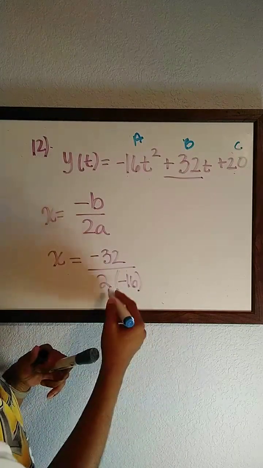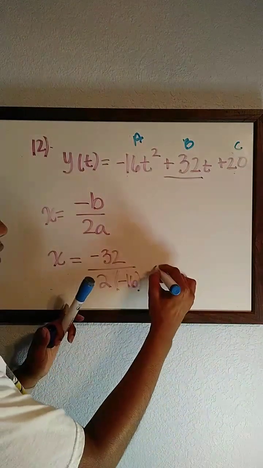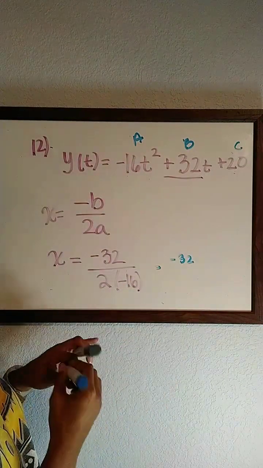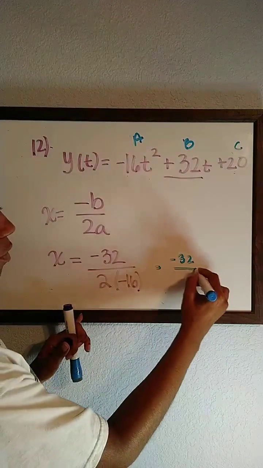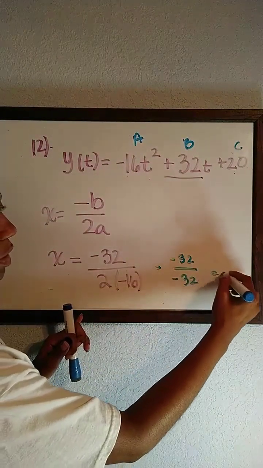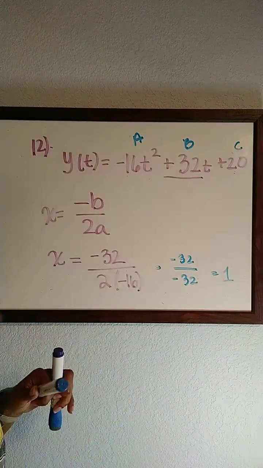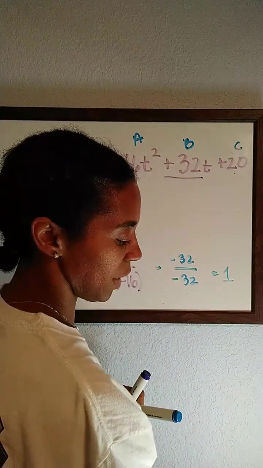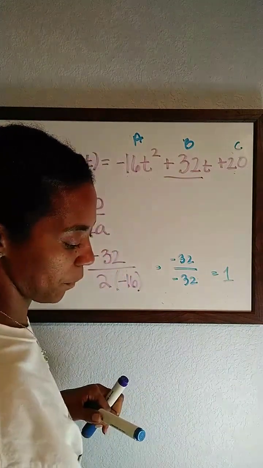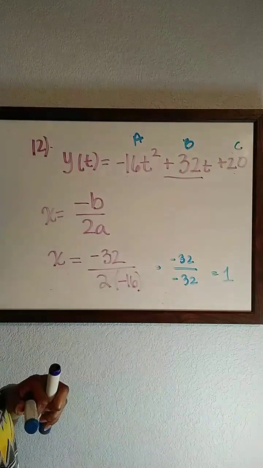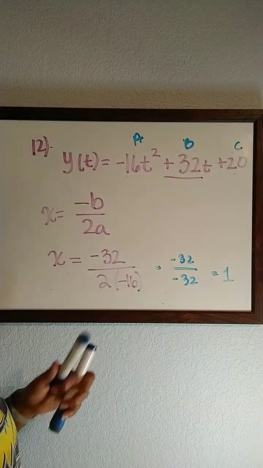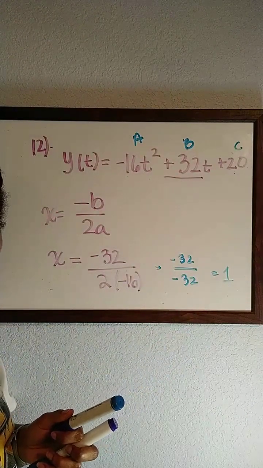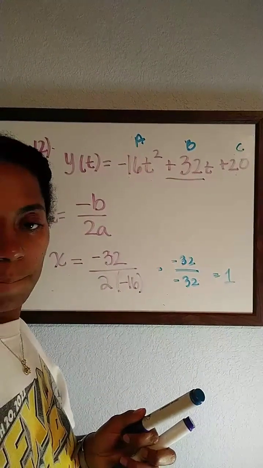So we got negative 32 over 2 times negative 16, which is negative 32. Oh, I got my cap on the wrong marker. That's why I'm confused. Over negative 32, which is positive 1. So what do I do with that positive 1? Because I haven't found the answer. That's not the answer that I want. That's just giving me the x value of the vertex, right? So now I want to find the y value. What do I do? I want to know what y is equal to when x is 1. What do I do with that 1? Change the t's to 1.